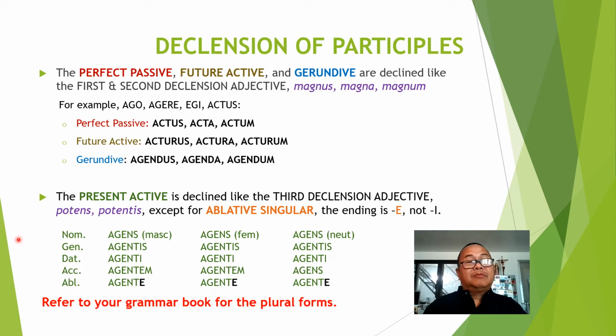But if you remember, the nominative plural is agentes, agentes, agentia. Ia is the ending for the neuter. The genitive is agentium, not um but ium. Dative: agentibus, agentibus, agentibus in the plural. So refer to your grammar books for the complete declension of potens, potentis, or these present active participles.